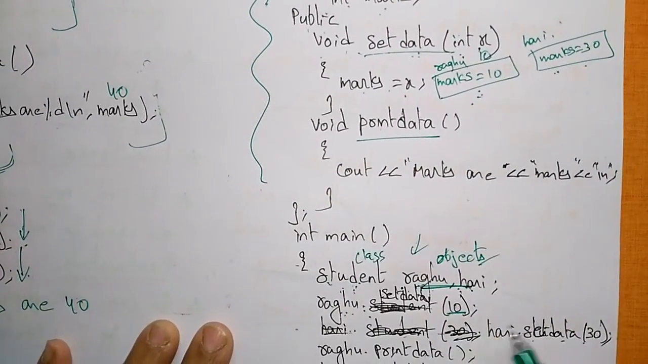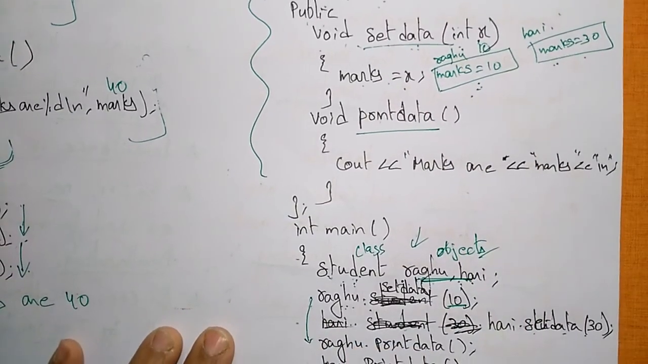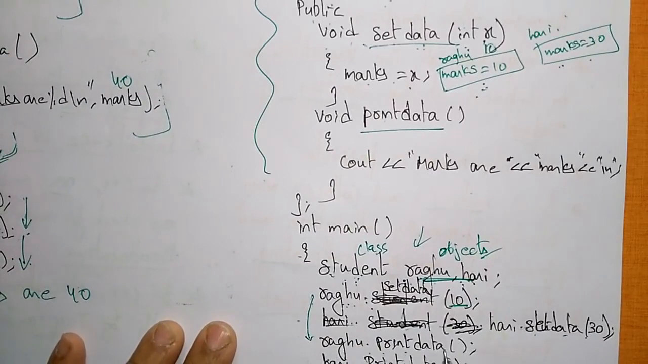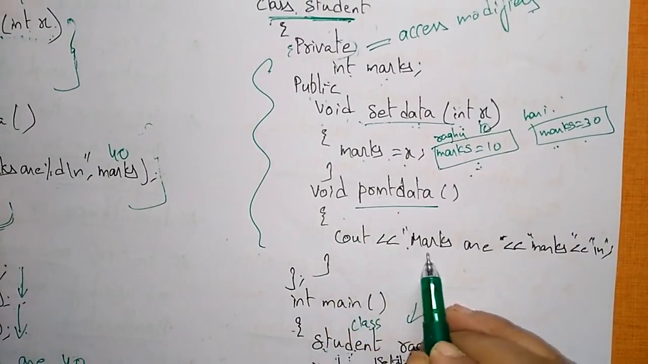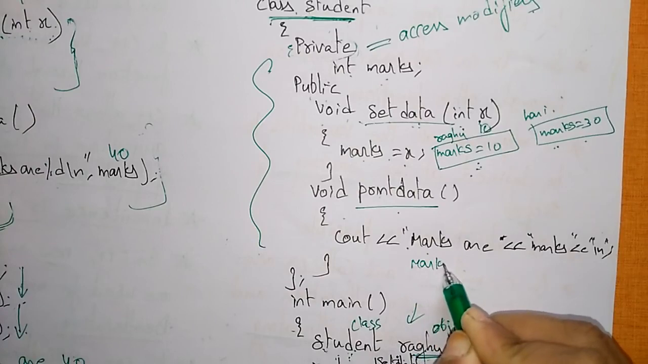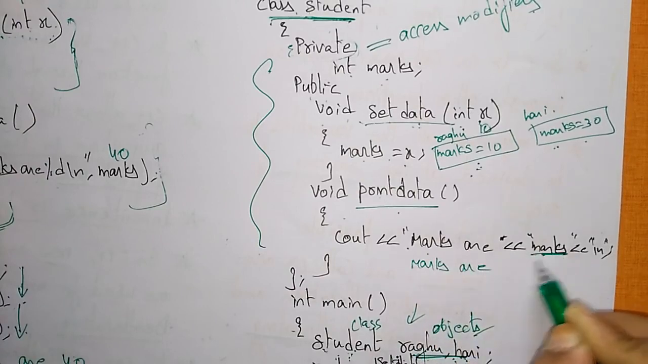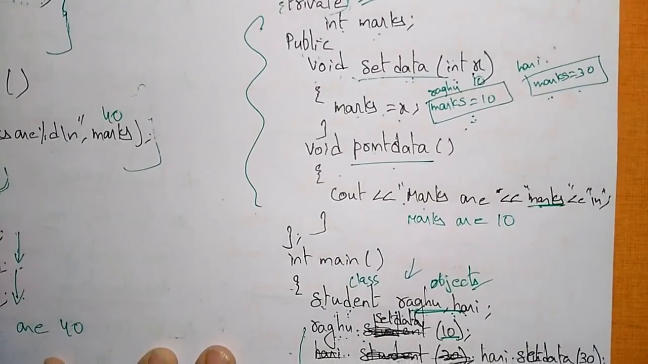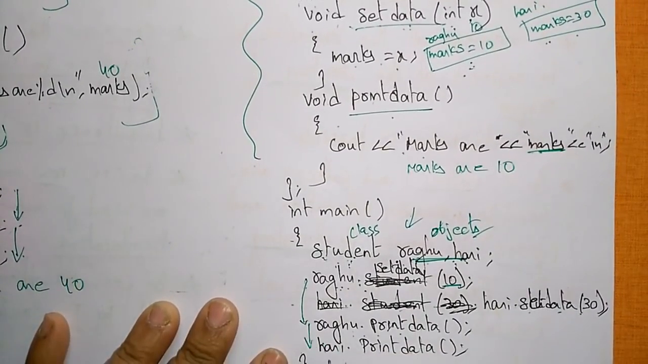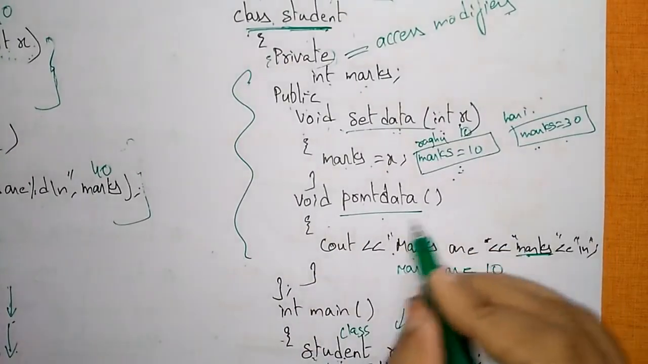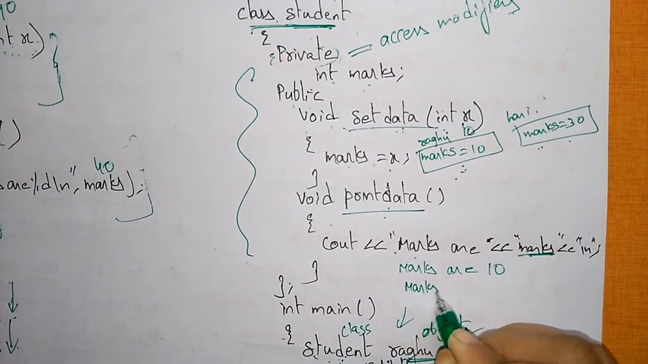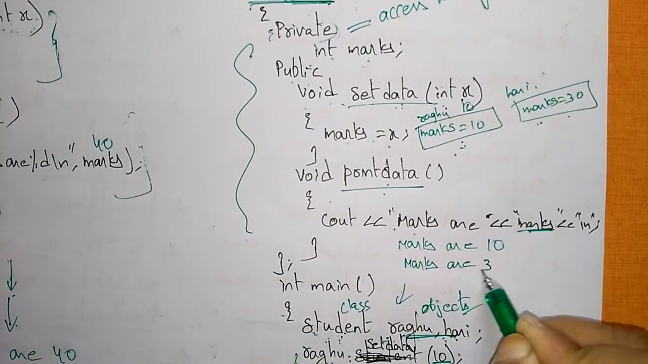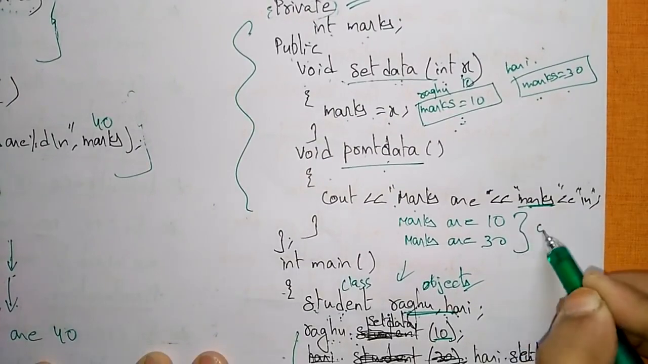Now coming to next statement. After executing this, again the control comes to next statement. So now the Raghu dot print data. Raghu is the object. So Raghu dot print data means this will be printed. So what is the Raghu's marks? 10. Now the control comes to here. Again it goes to the next statement. Now coming to Hari dot print data. So again it enters into this print data. Now it shows the data as marks or 30. So this is the output.